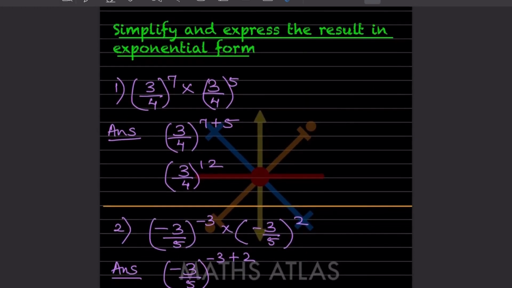Now simplify and express the result in exponent form. So here this is given, this into this is given, so you have to simplify and write in the exponential form.